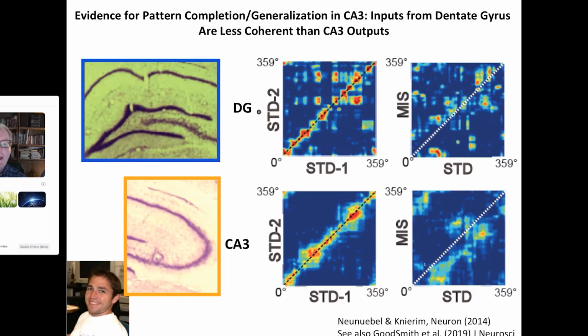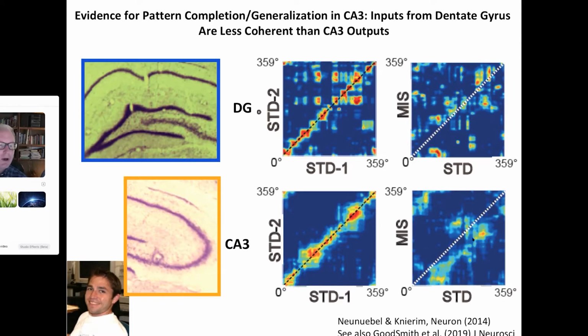Now what happens when we look at standard versus mismatch? Well, what Josh did was replicating work we earlier published from Ina Lee in the lab, where here in a 90-degree mismatch session, we still see a band of correlation along this diagonal here.